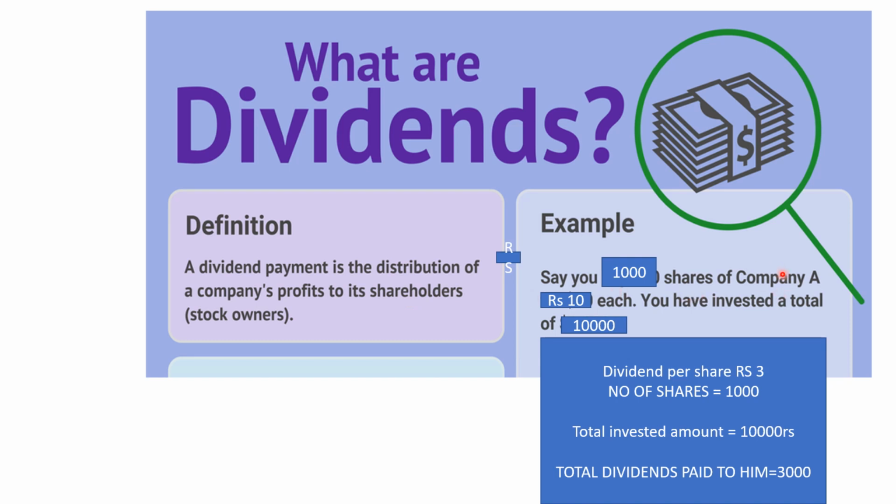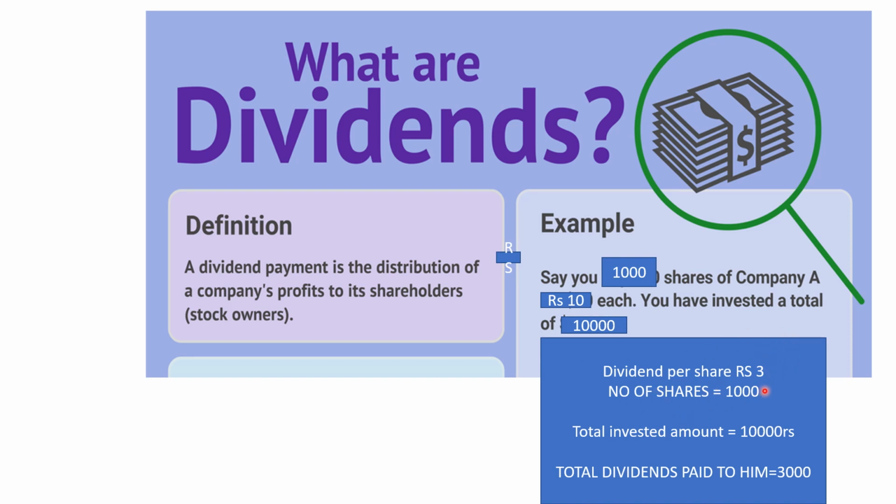Suppose you own 1,000 shares of company ABC and each share value is rupees 10, so you have invested 10,000 in that company. That means you will get a dividend on those shares because every share has a value. Suppose the dividend per share is rupees 3. The number of shares the shareholder is holding is 1,000, and the total invested amount will be 10,000 rupees.